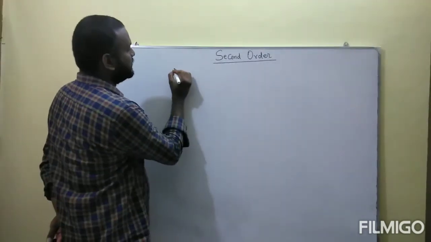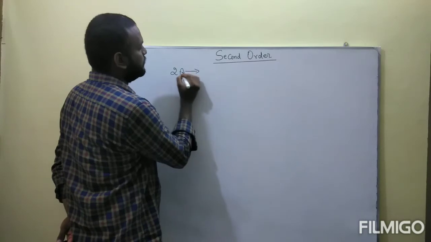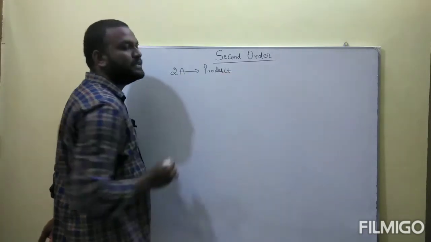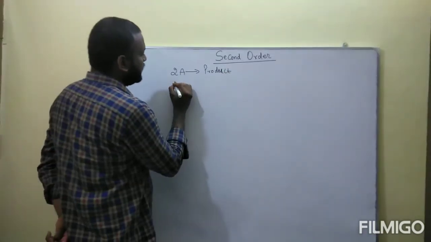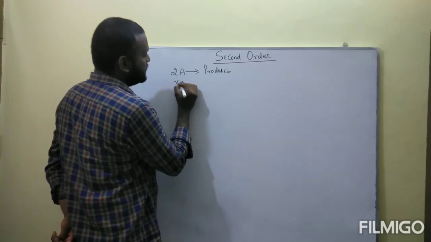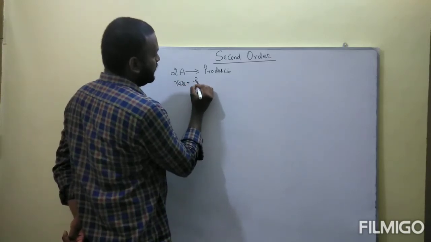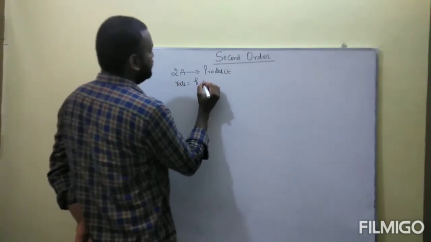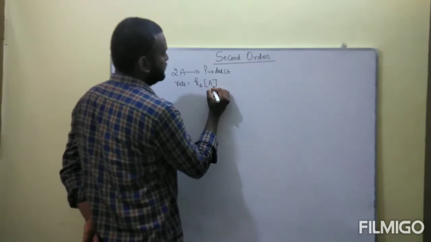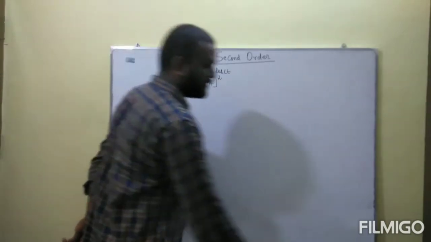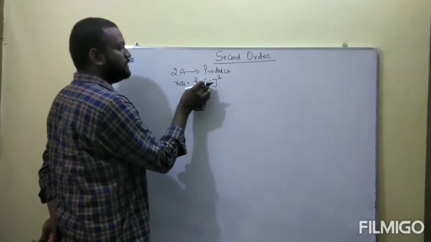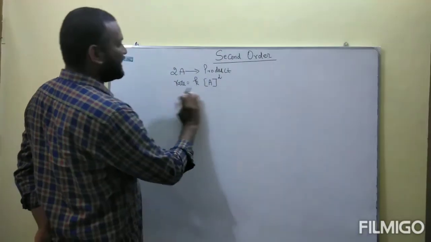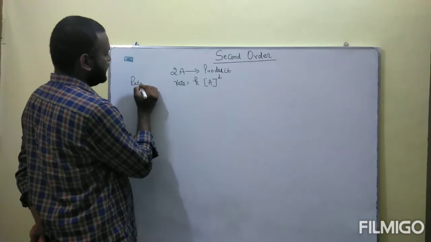So consider a general reaction, 2A gives product. Assume it is a second order reaction. For a second order reaction, rate is equal to K2 concentration of A square. I put K2 to mention that the order is 2, but for avoiding confusion, I simply put K. So rate equals K A square for our order of the reaction. This is the rate law expression for this reaction.